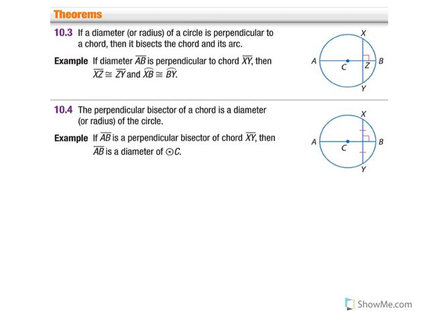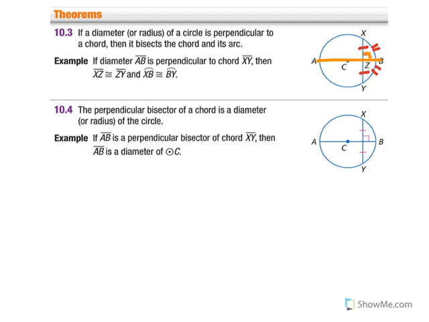So these are opposites of one another, but if we read 10.3, it says if a diameter or radius is perpendicular to a chord, then it bisects the chord and the arc. So if it's perpendicular, then that means that we know that those two pieces of chord are congruent and the arcs are congruent. 10.4 says the opposite.